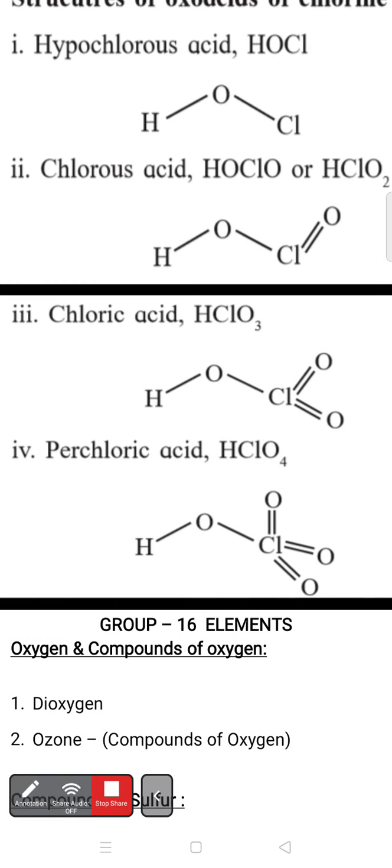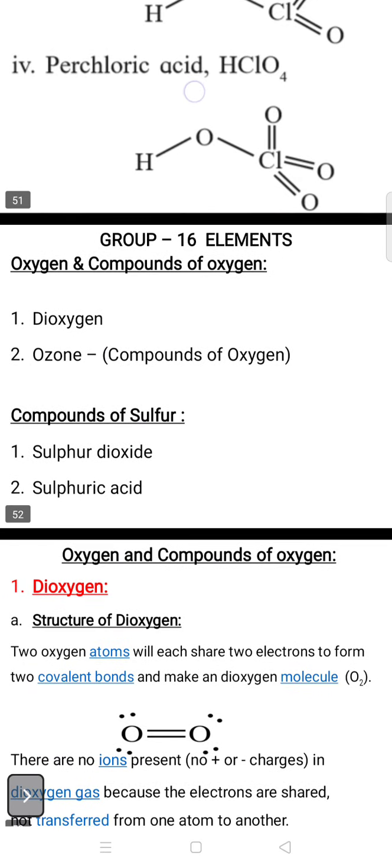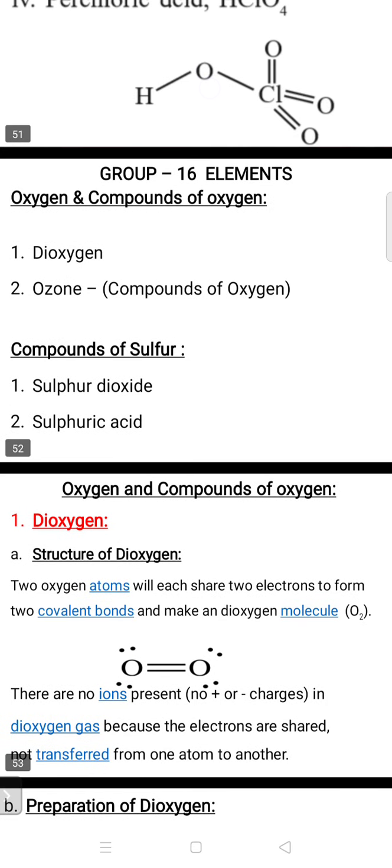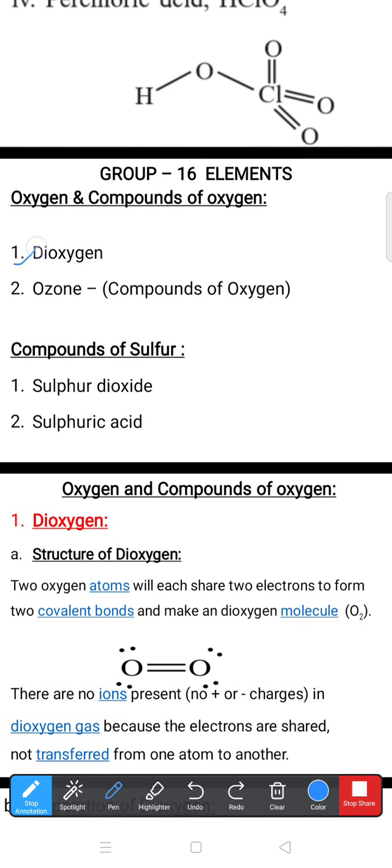Later on we'll proceed to the topic of group 16 elements. Oxygen and compounds of oxygen, that is dioxygen, ozone. Then compounds of sulfur are sulfur dioxide and sulfuric acid. So these are the oxygen and compounds of oxygen of the group 16 elements.